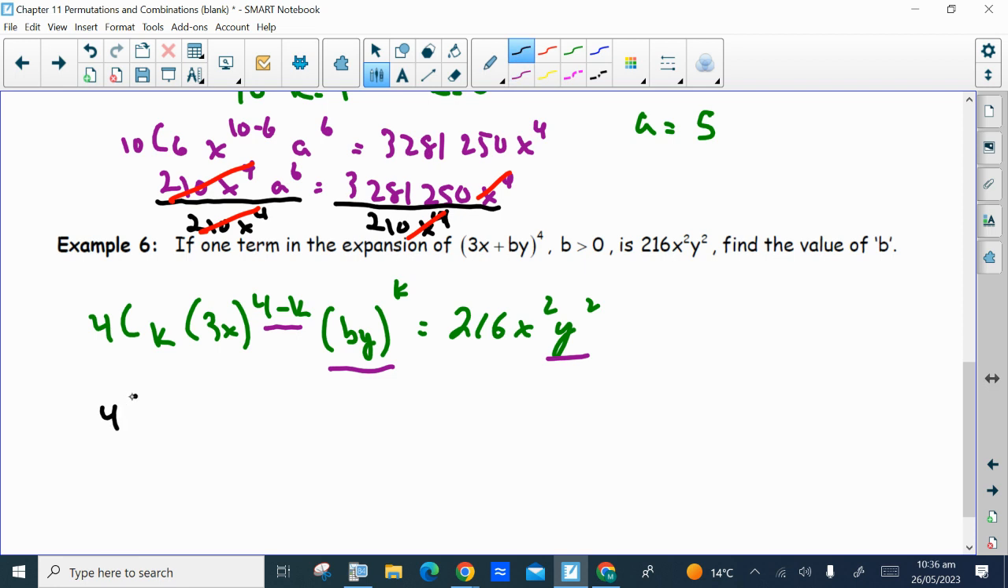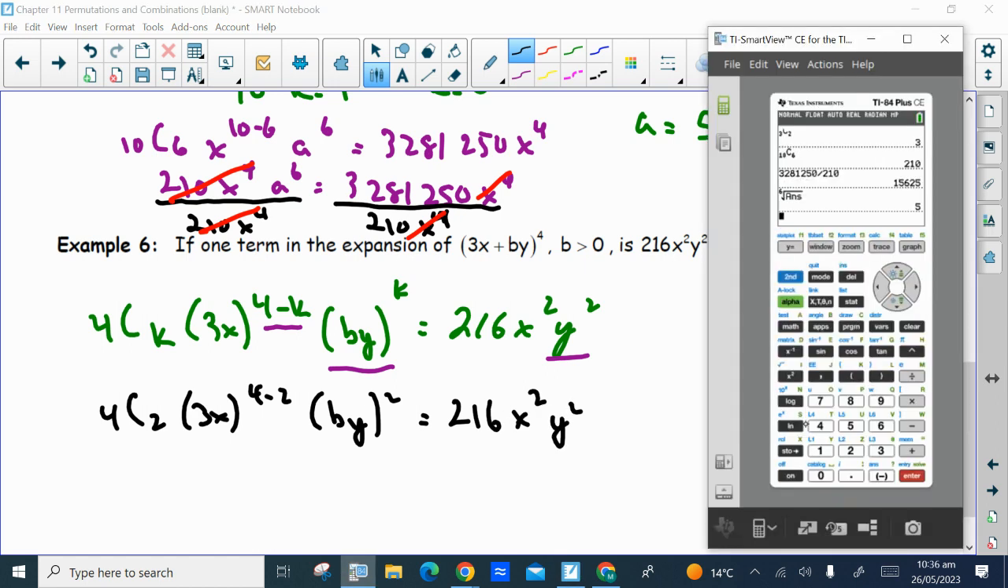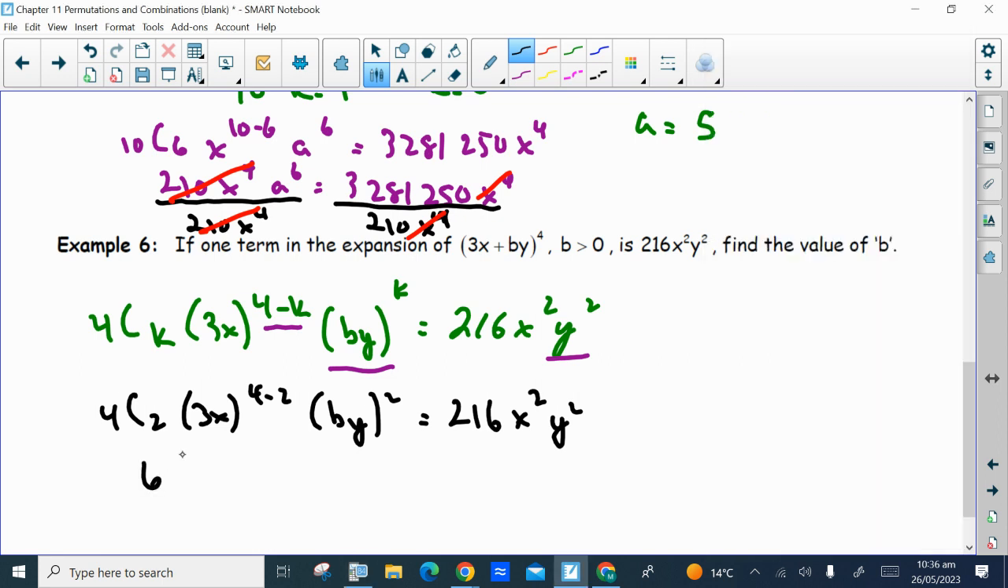So we can say 4C2, (3x) all to the 4 minus 2, (by) all to the power 2 has to equal 216x squared y squared. So 4C2 is 6, times (3x) squared, which is 9x squared, times b squared y squared, equals 216x squared y squared.